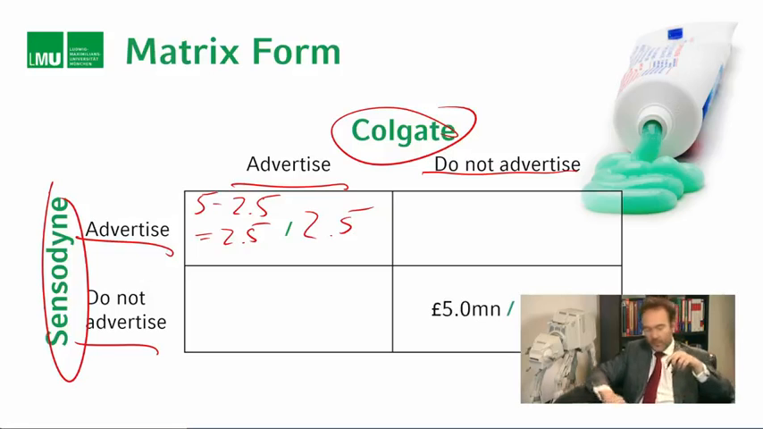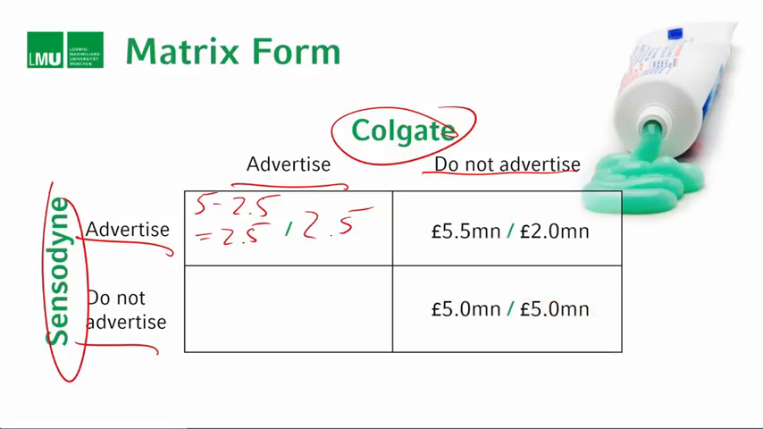So if both don't advertise, they make 5 million each. If Sensodyne advertises, they get 5.5 million. If Colgate does not advertise, in that case, they get 2 million. And of course, the other way around, the same. Okay? So having taken this situation, some form of advertising, two firms, some sort of market, profits, and so on, we were able to structure this in the form of a matrix.